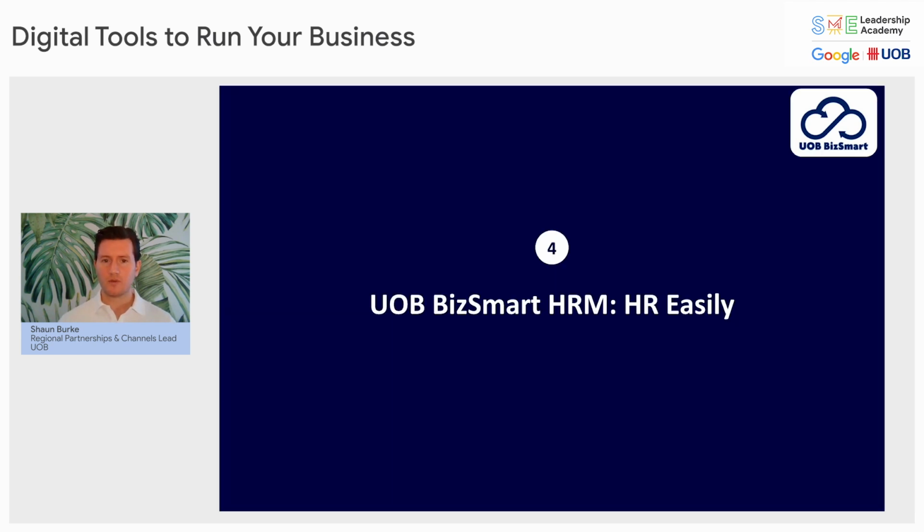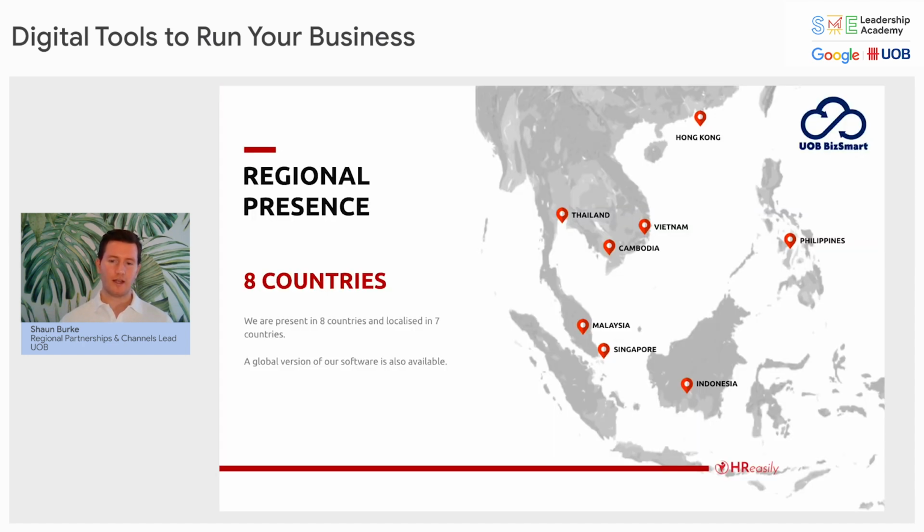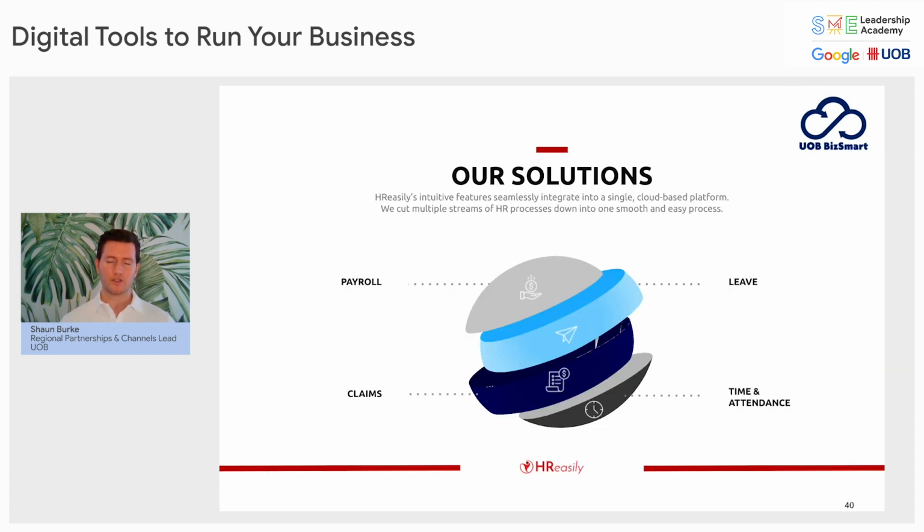Our final segment that we're going to be looking at today is the BizSmart HRM solution, which is HR Easily. So HR Easily is a solution that's been around Asia for quite a number of years now. They're localized in about 8 countries regionally, and they do have a generic global edition for other markets. What the solution gives you is payroll, leave, claims, and time and attendance.